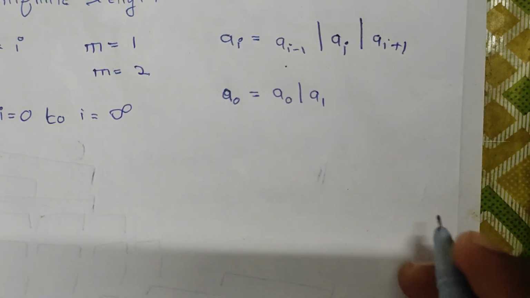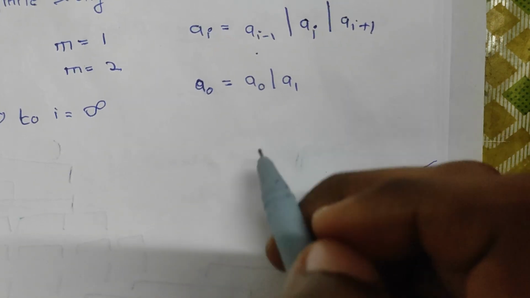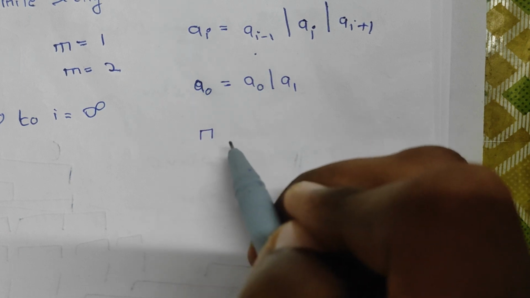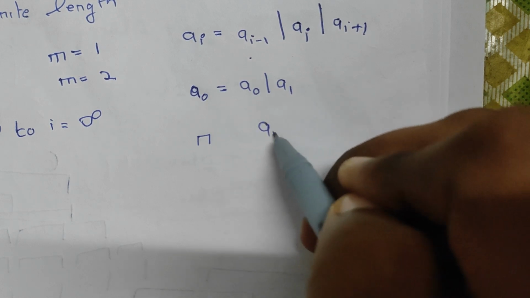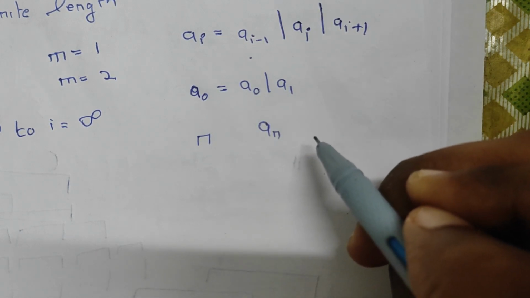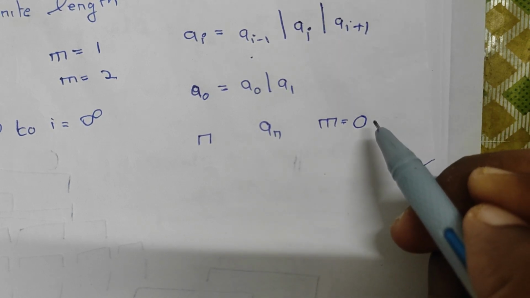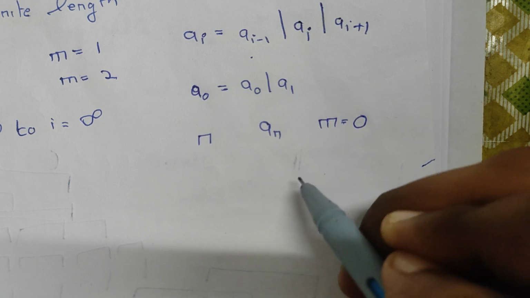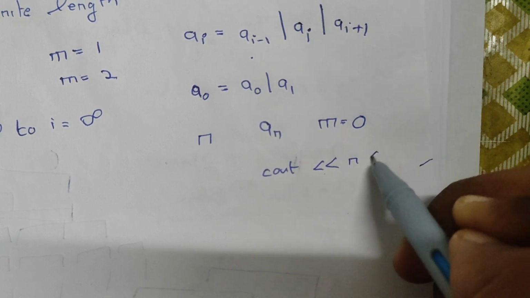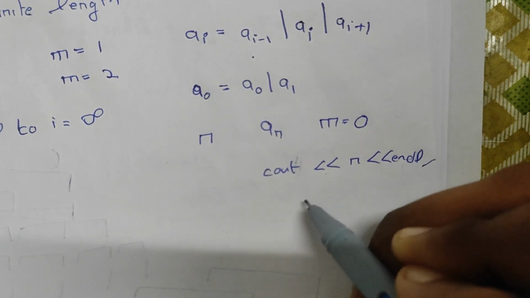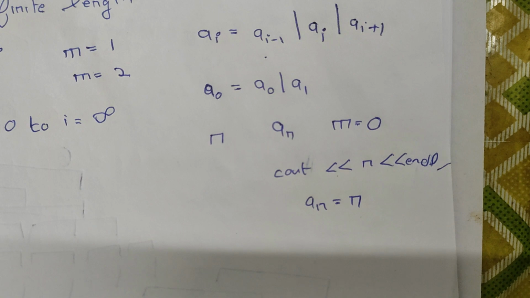So this is what we have to do, and they will give us a particular value n. So we have to output the value of a_n after performing these m operations. If they have given us m equal to 0, we don't need to perform any operation. We can directly output cout n, since initially a_n is equal to n. So how will we solve this problem?